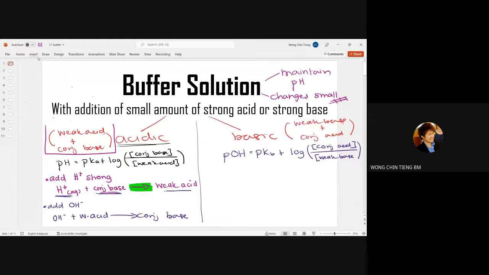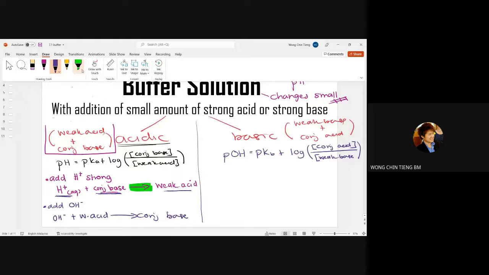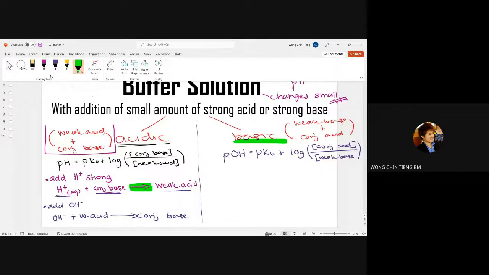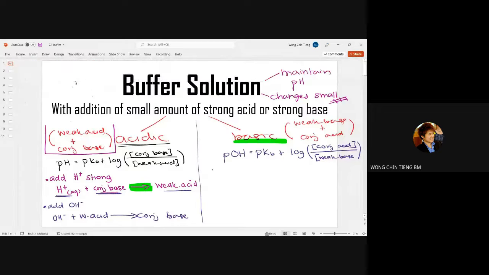Last thing before we move on to question. Okay, untuk basic buffer pun samalah. Basic buffer exactly the same. Oh, kena ajar lah. Nanti tak ajar cakap Miss Wong tak ajar pula. The same thing if I'm adding in strong H plus over here, the acid will then be neutralized. It's an acid. So it will then be neutralized by the weak base, forming the conjugate acid.